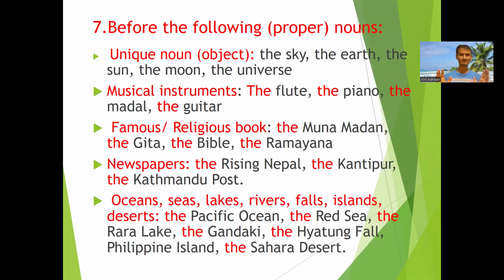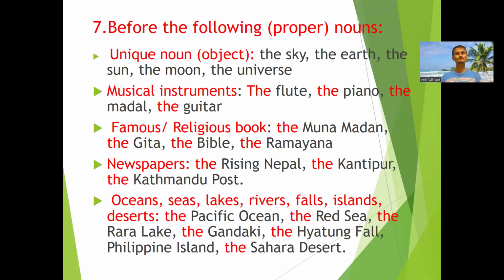Newspapers. Before newspapers, we use the: the Rising Nepal, the Kantipur, the Kathmandu Post, etc. Sometimes not only Nepalese newspapers, sometimes the Indian Times, the Times Woman, etc. English newspaper names. You should know the newspaper's name first. Don't be confused. Before a newspaper name, we use the article.